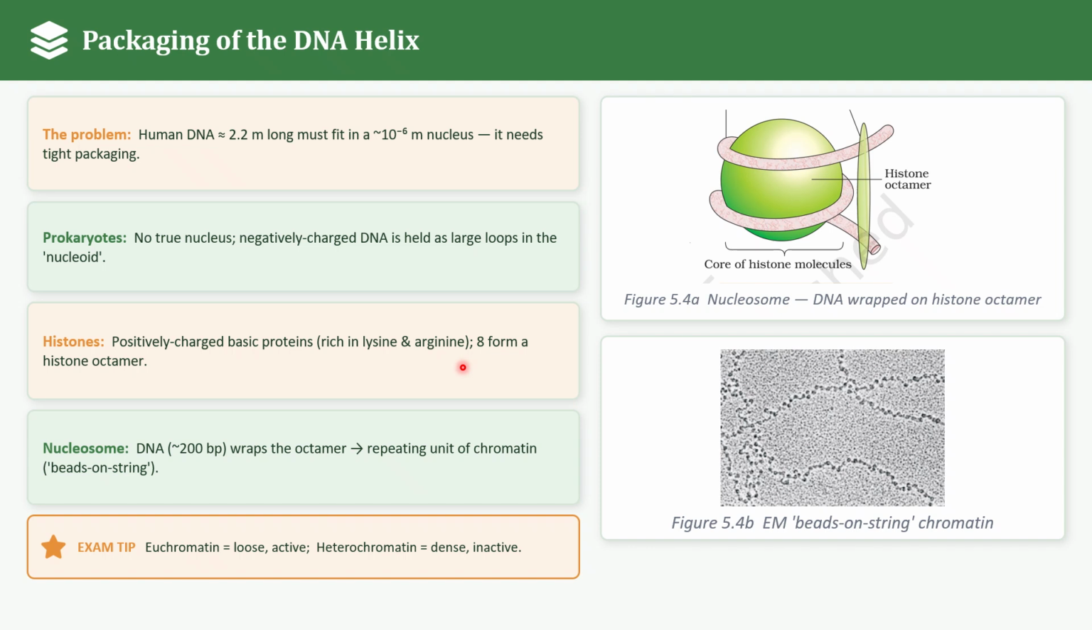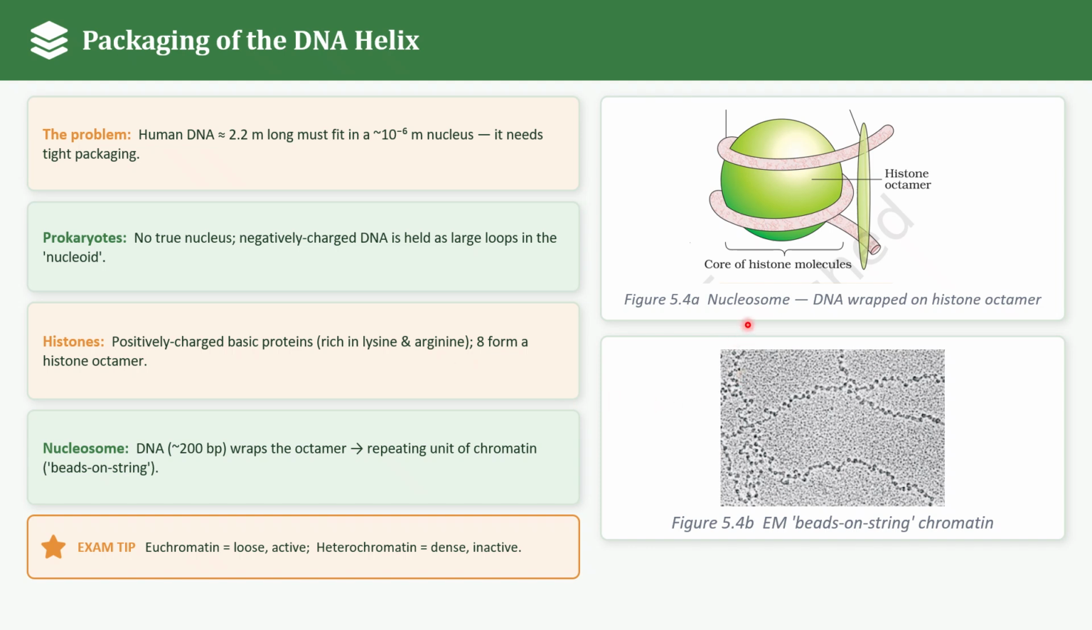Why is this important? Remember that DNA is negatively charged due to its phosphate backbone. The positively charged histones attract the negatively charged DNA, allowing it to wrap around them tightly. Histone octamer. Next we are going to see.